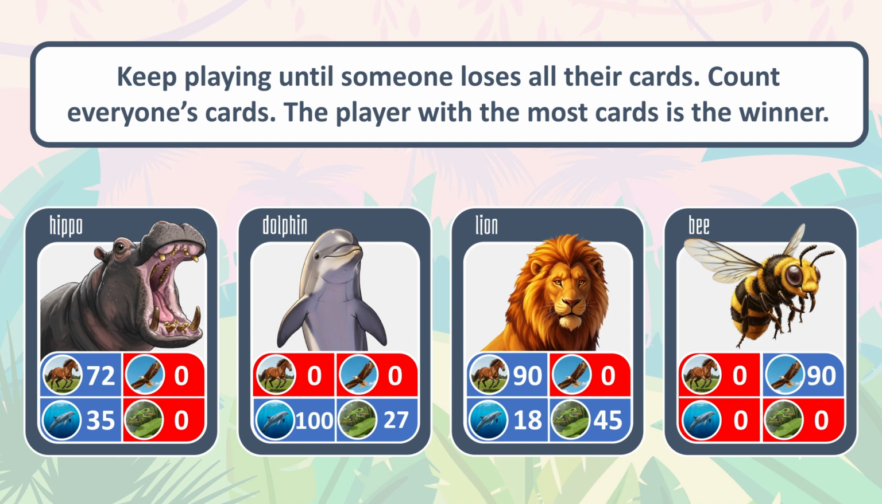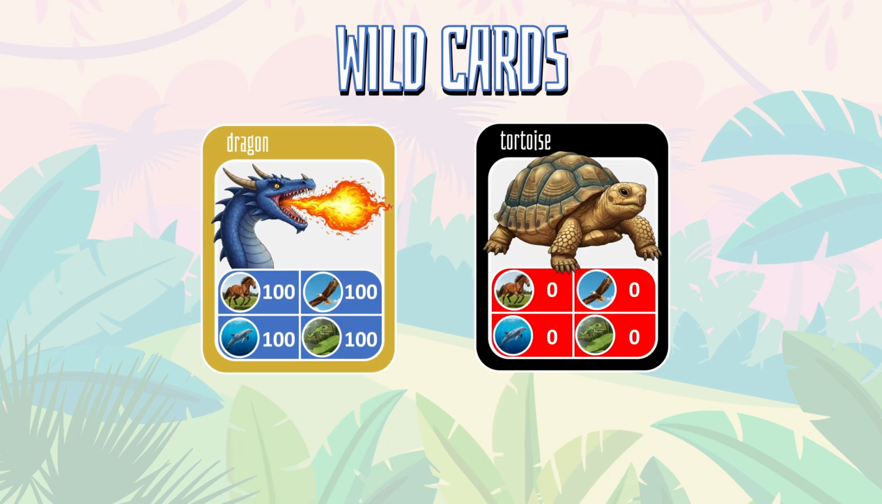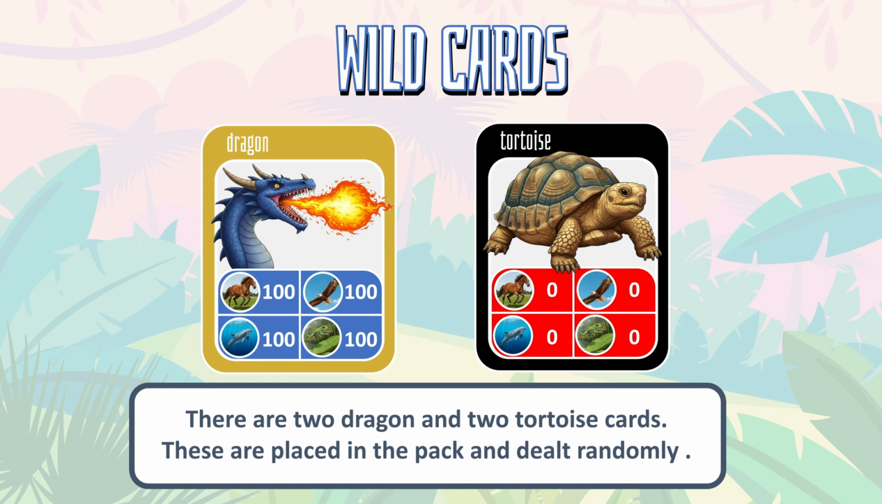Keep playing until someone loses all their cards. At this point, the remaining players count their cards, and the player with the most cards is the winner. And there are also some wild cards, which are cards which don't contain one of the animals they studied earlier. The 2 wild cards are dragon and tortoise. Okay. So as you can see, the dragon has 100 for everything and the tortoise has 0 for everything. These cards are just placed into the deck and dealt randomly.